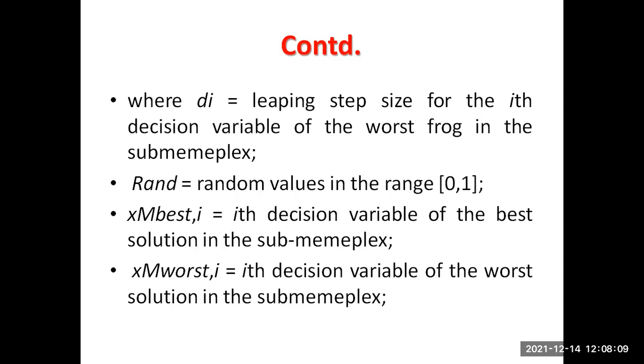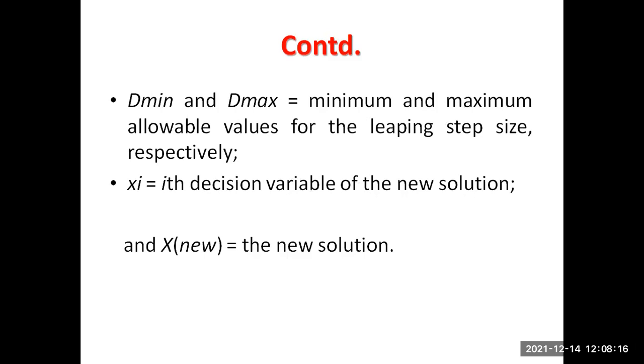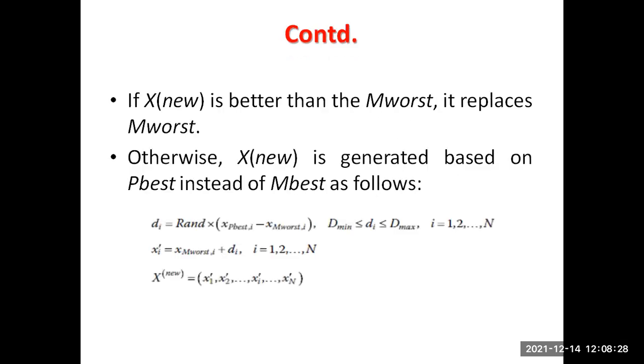So this is basically the notation of the variables. dmin and dmax are the minimum and maximum allowable values of the leaping step size respectively. xi is the ith decision variable of the new solution, and x new is the new solution. So that is the new solution you are calculating.